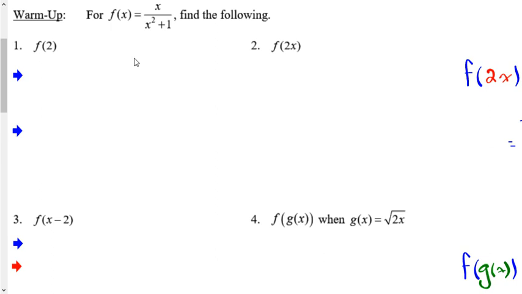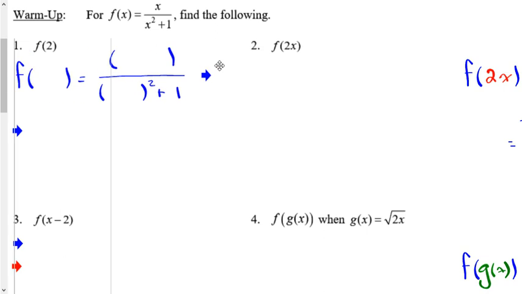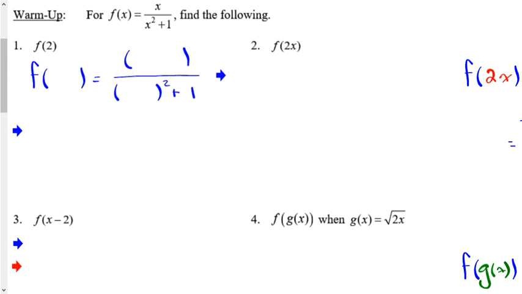Well, hopefully you finished. Fairly straightforward. For number 1, we're just replacing all the x's with 2's. And when we replace all the x's with 2's and then simplify our expression, we get 2/5.